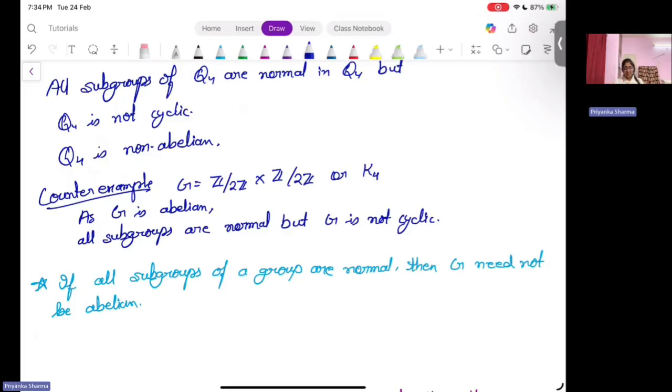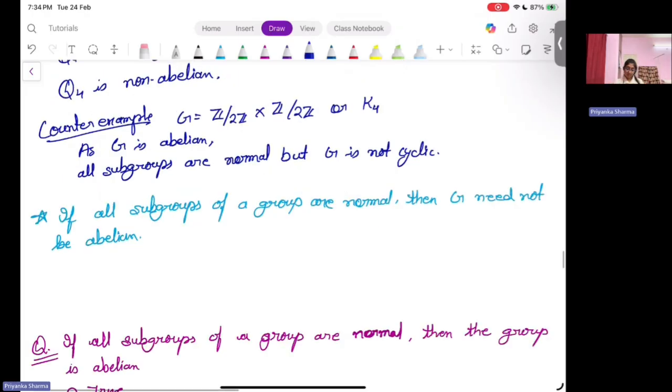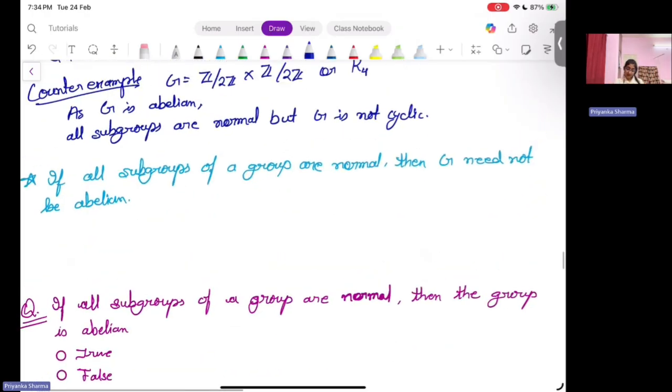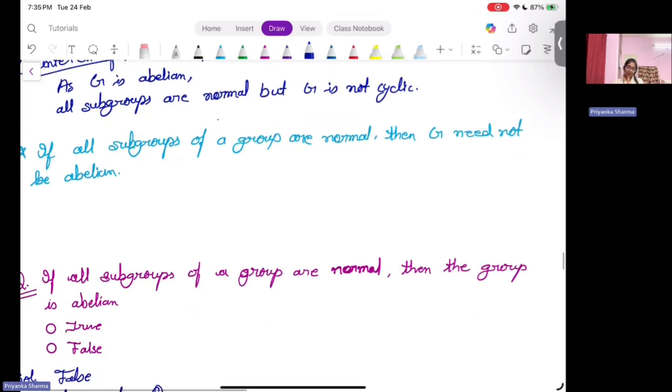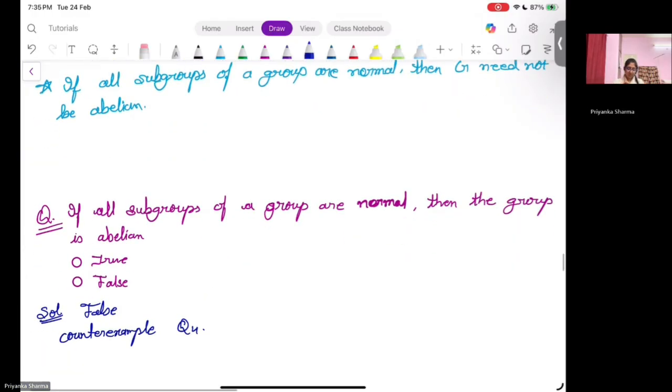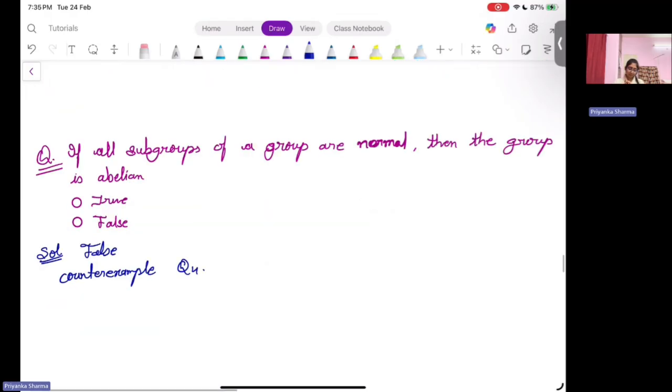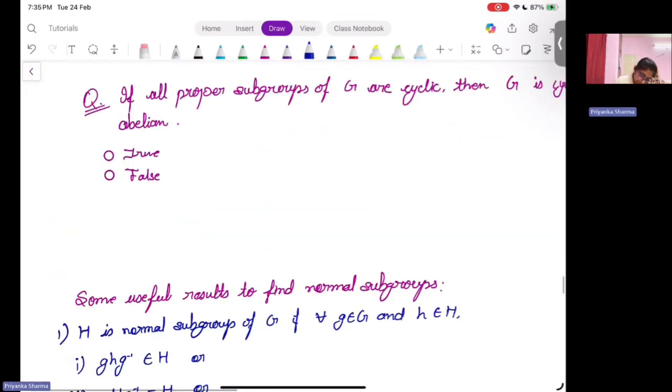But this counter example will not work for this. Why? Because here all subgroups are normal. G is non-cyclic, but G is abelian. So if we want to find some group having all normal subgroups, which is non-abelian, then we can go to this counter example Q4. Okay.